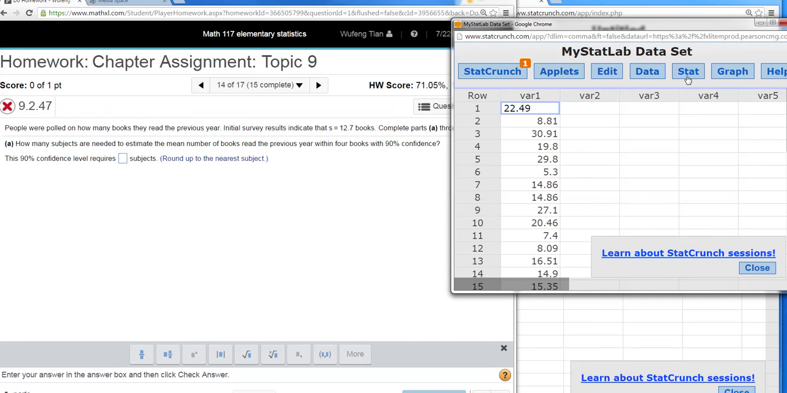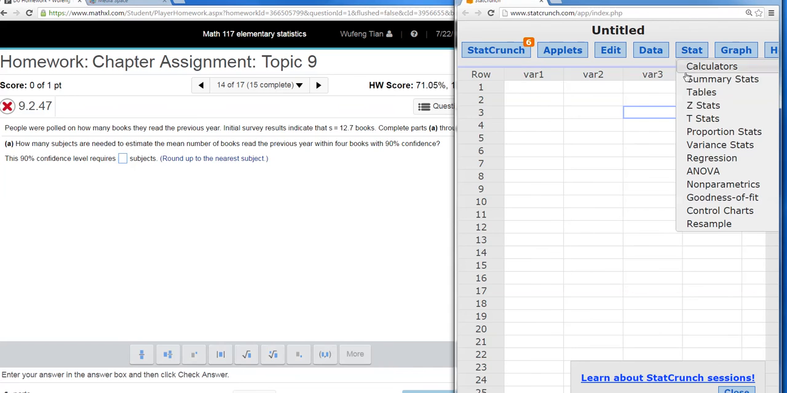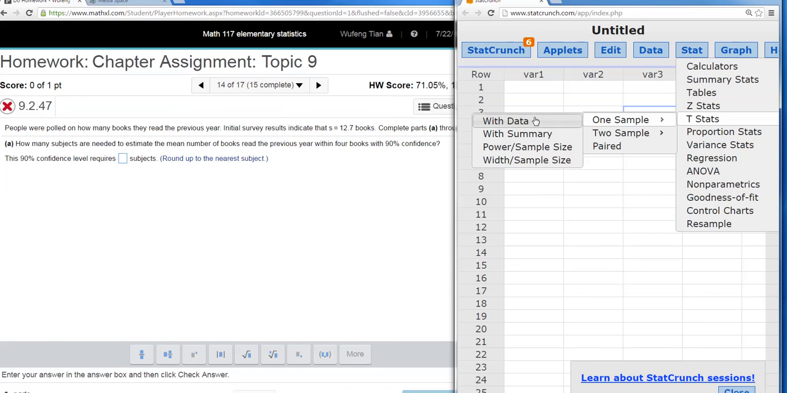You still do the same thing. Let's close this one, do stat, and there is t-distribution because sigma is unknown, but s is known. So it's t-distribution, one sample with what? With the data, with the summary. This is not asking you for the confidence interval. It asks you for sample size because it asks how many subjects are required. What does that mean? How many subjects means sample size. So we're going to choose the sample size.